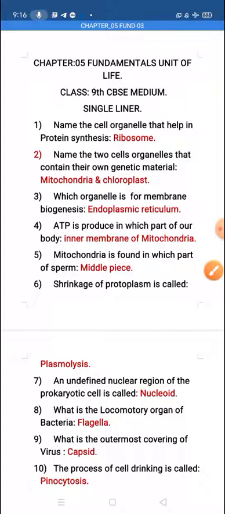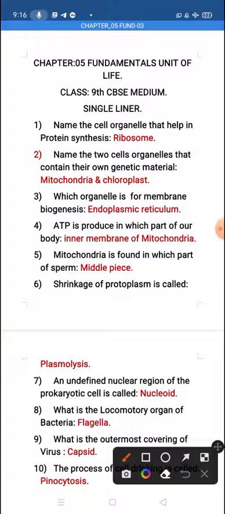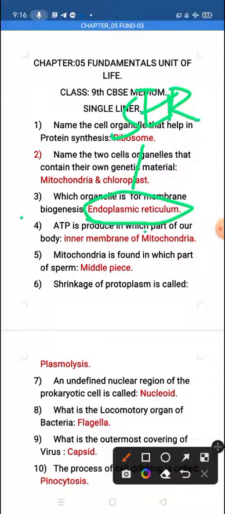Question number 3: Which cell organelle is associated with membrane biogenesis? Membrane biogenesis is carried out by which cell organelle? Your endoplasmic reticulum. It has two parts: smooth endoplasmic reticulum, SER, and rough endoplasmic reticulum.